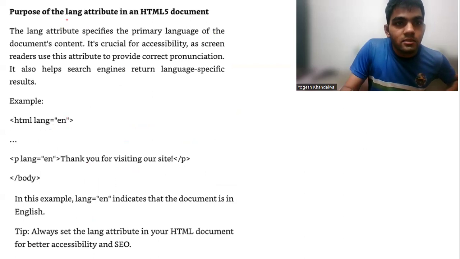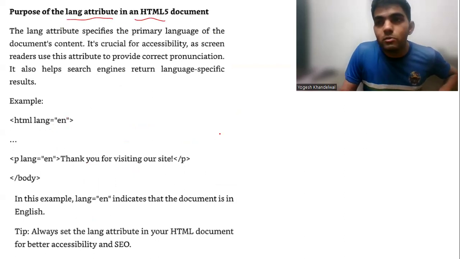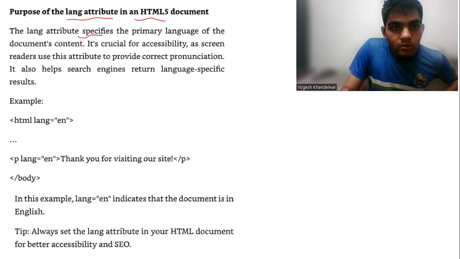The next thing is the purpose of the lang attribute in an HTML5 document. The lang attribute specifies the primary language of the document content. It is crucial for accessibility, as screen readers use this attribute to provide correct pronunciation. It also helps search engines return language-specific results.